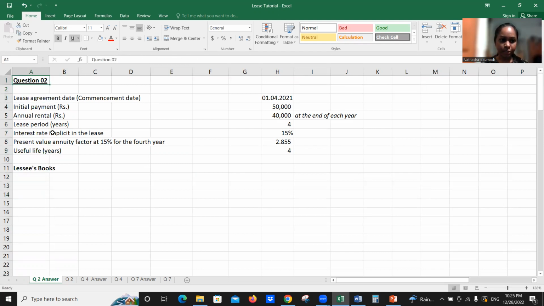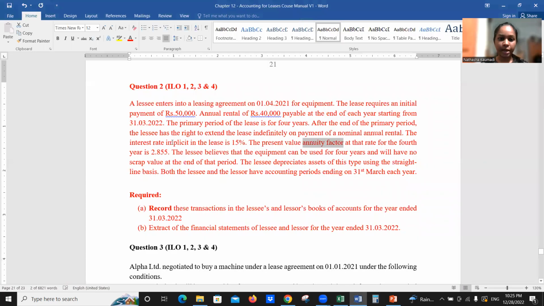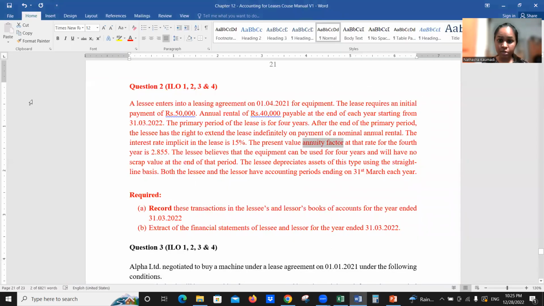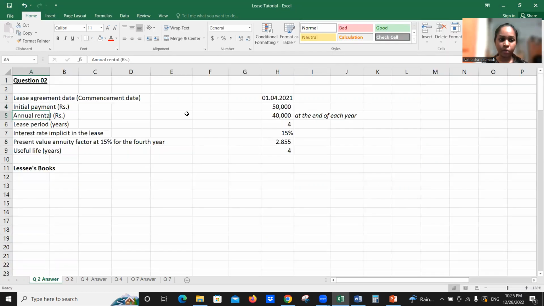Okay, so question 2, I have taken the details here. From the question, I have taken the details because that would be easy for me to do the calculation. So the lease agreement date, that means the commencement date, initial payment 50,000, annual rental 40,000, lease period is 4 years, interest rate 15%, present value annuity factor at 15% for the 4th year is 2.855, and then the useful life is 4 years. Okay, now I'll discuss lessee's books first.